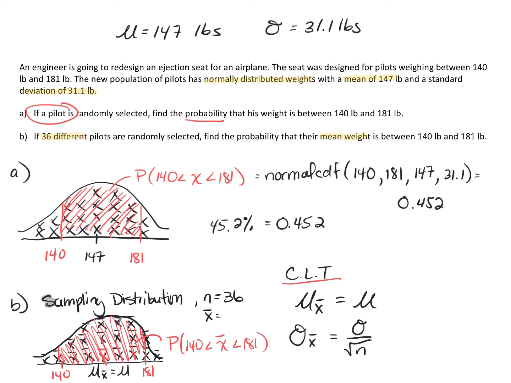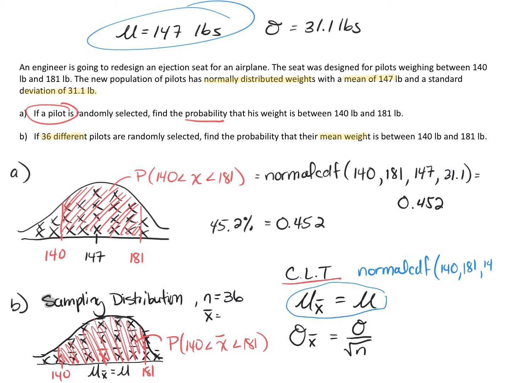And so again, because this is a probability and sampling distributions are normally distributed, I can use normal CDF on my calculator. If you're using normal CDF, your lower limit is still going to be 140. Your upper limit is still going to be 181. And the central limit theorem says that the mean of this sampling distribution is equal to the population mean. So this means that I can use 147 as well.